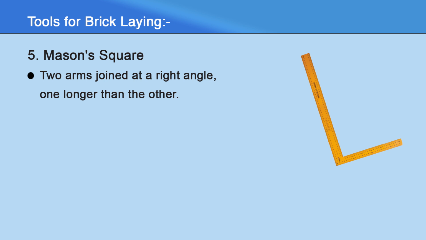A mason's square has two arms jointed at a right angle, one longer than the other. The primary use of a mason's square is checking right angles during brickwork, ensuring corners are exactly 90 degrees for structural soundness and visual uniformity.